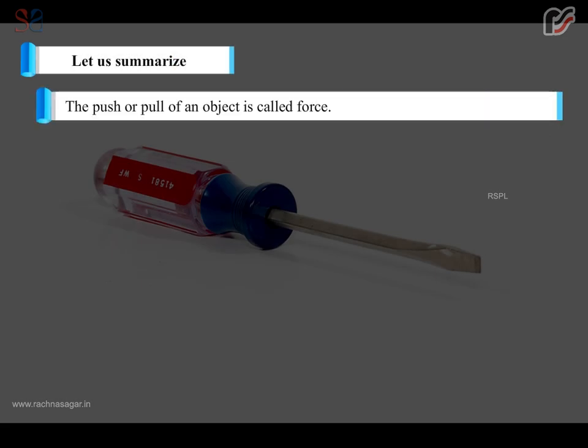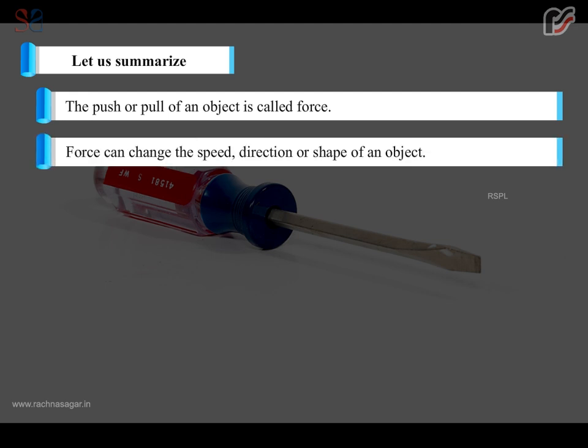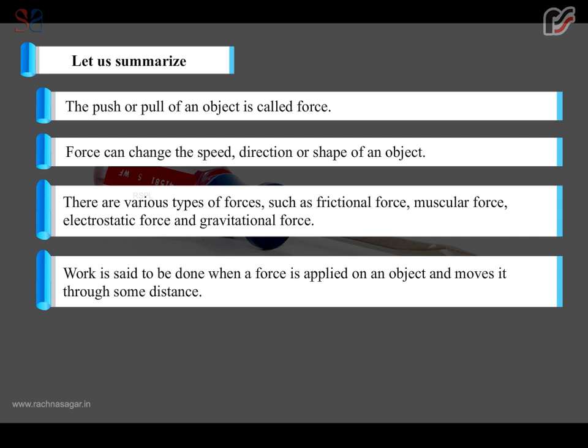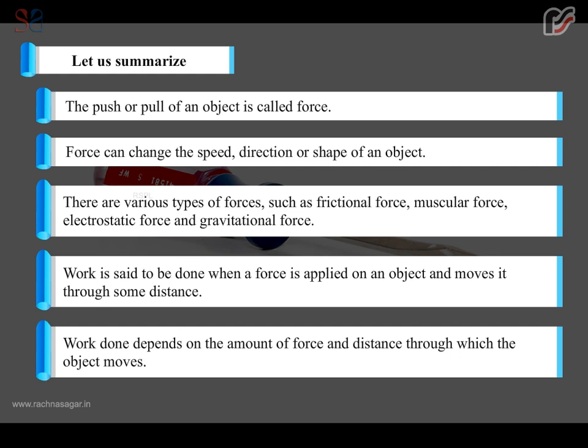Let us summarize. The push or pull of an object is called force. Force can change the speed, direction, or shape of an object. There are various types of forces, such as frictional force, muscular force, electrostatic force, and gravitational force. Work is said to be done when a force is applied on an object and moves it through some distance. Work depends on the amount of force and the distance through which the object moves.